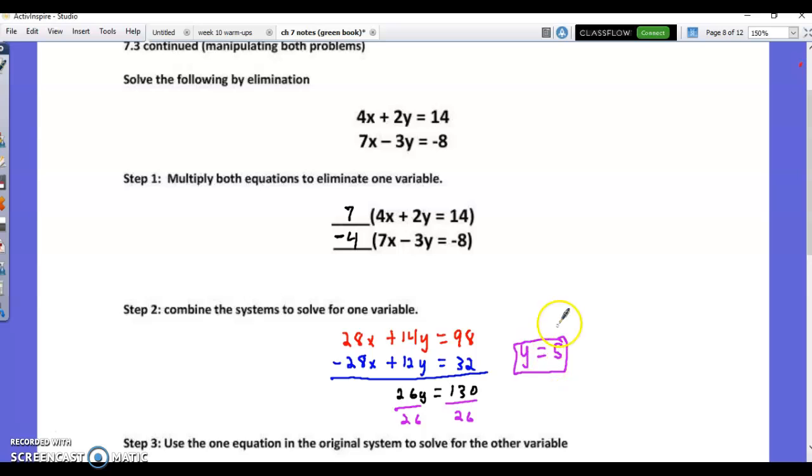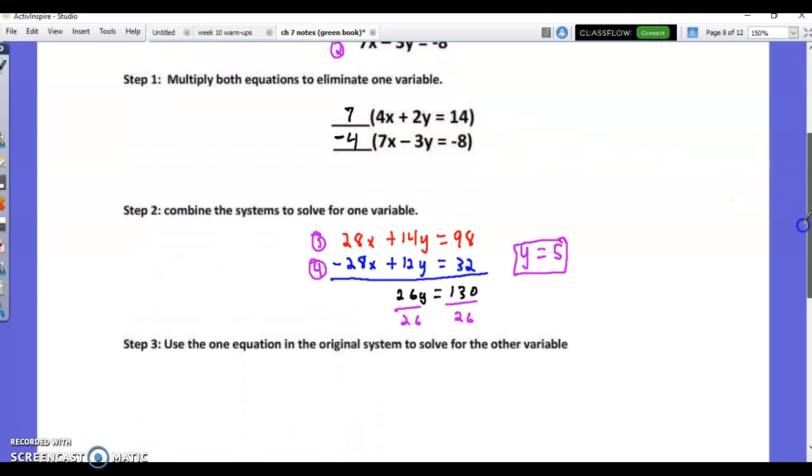Again, once I get my y, now I have to solve for my x. So I can pick problem 1, problem 2. I could even pick problem 3 or problem 4 and put my y in for here and solve. But use one of your original problems. They're always going to be smaller numbers. I'm going to use problem 1, 4x plus 2y equals 14.